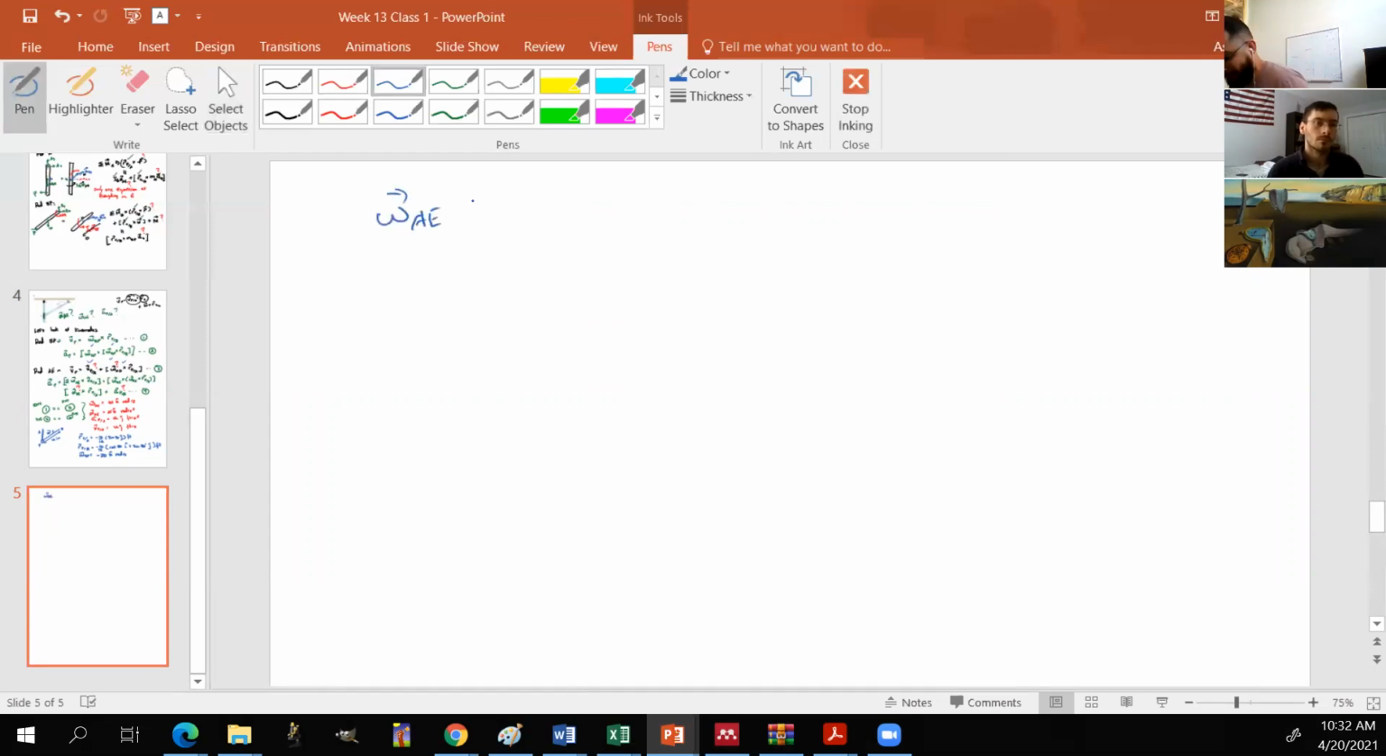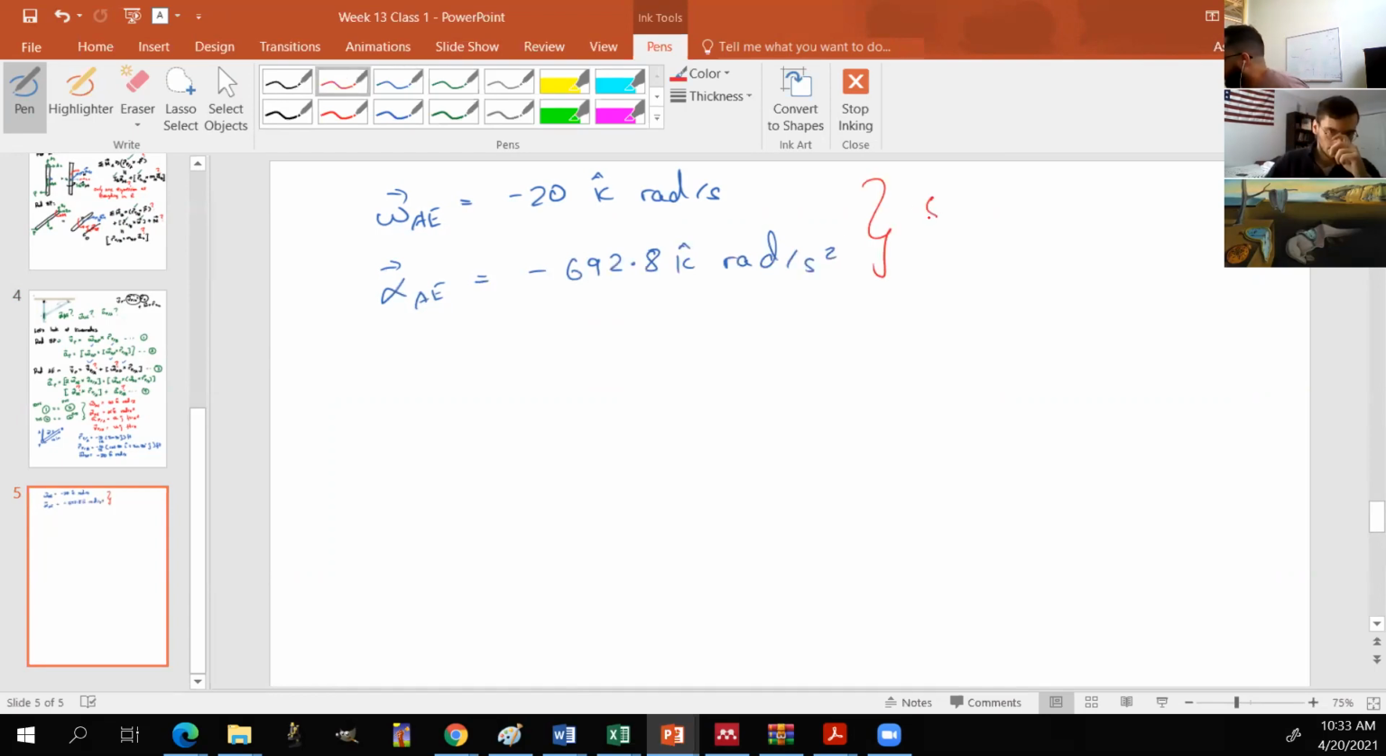Omega AE is equal to minus 20 k hat radians per second. And I find out that alpha AE turns out to be minus 692.8 k hat radians per second squared. And for this one, solved from Mathematica.